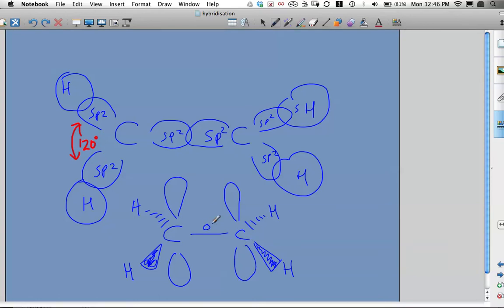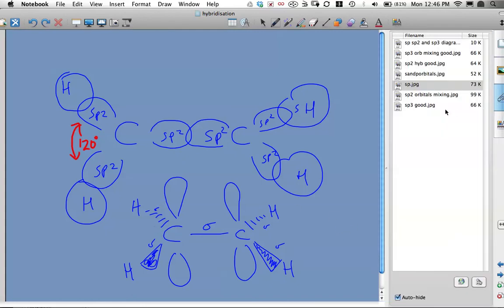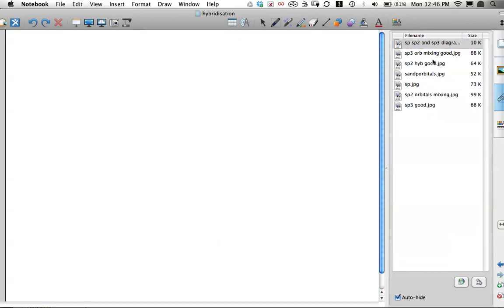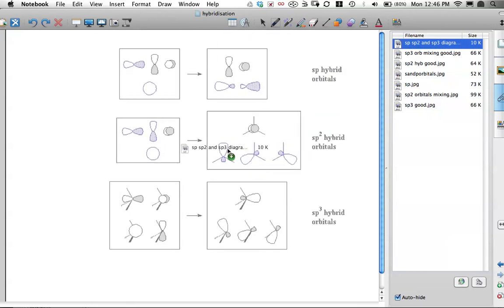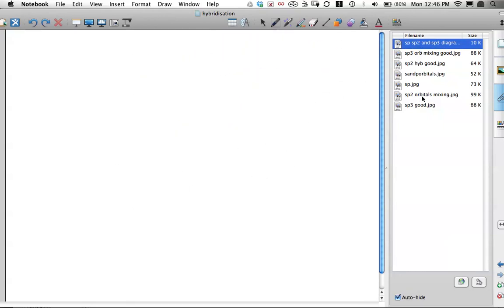So this is a sigma bond. These are all sigma bonds here. Let's see if I've got a picture of that. No, not there.